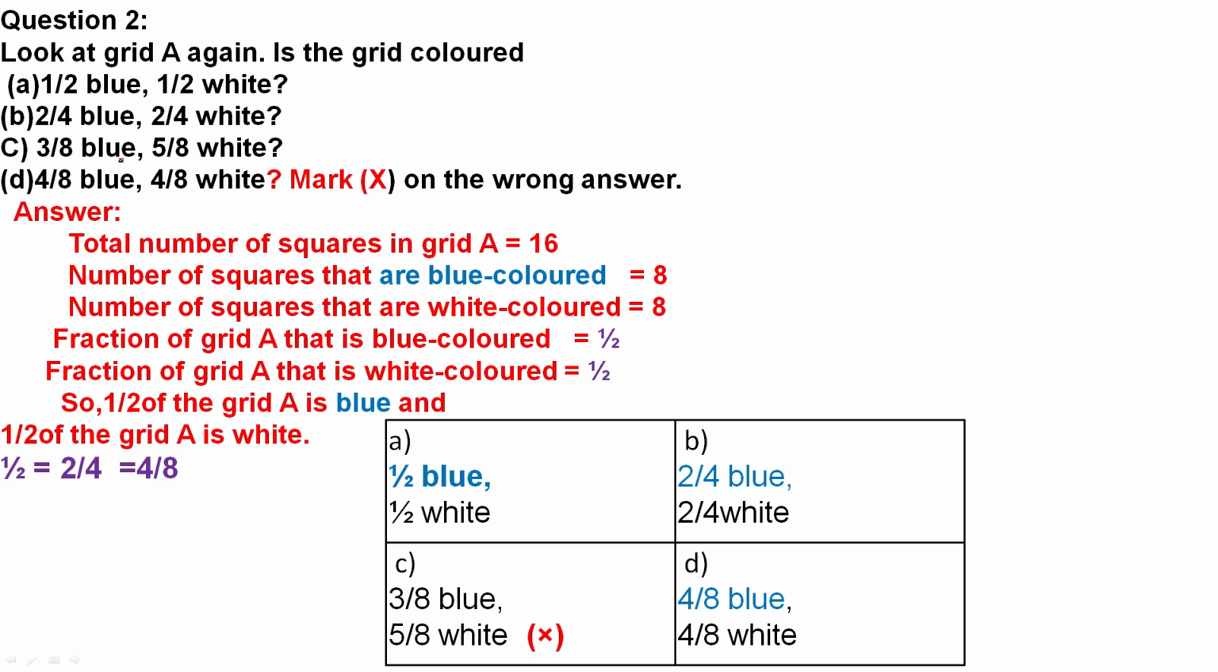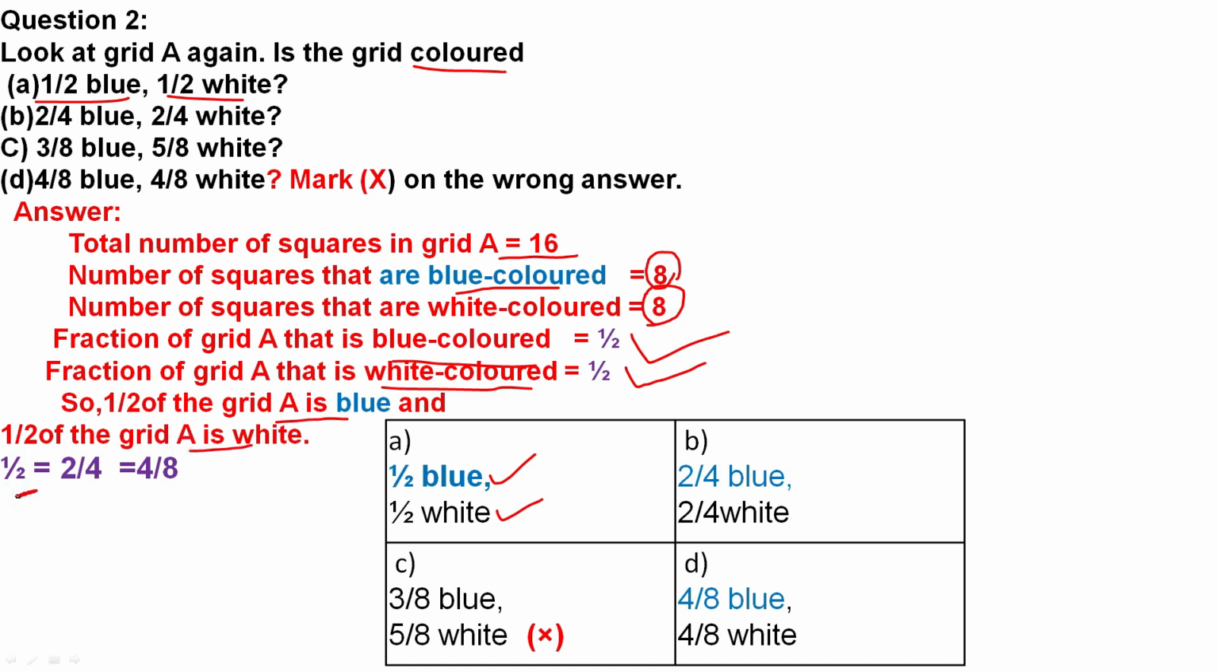Now look at grid A. The question: is the grid colored half blue, half white? The total number of squares in grid A is 16. So the blue color is 8 only, 8 by 16, half is colored. Then white color is 8 by 16. 8 is colored white. The fraction of grid A that is blue is half, and white is half. So half of grid A is blue and half of grid A is white.